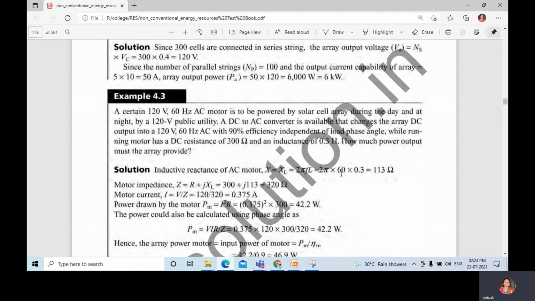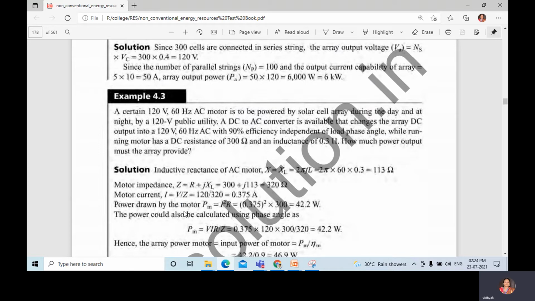Inductive reactance of the AC motor XL is equal to 2 pi FL. We know that the F value is 60 Hz and the L value is 0.3, so if you substitute, you will get 113 ohm. What about motor impedance, R plus jXL? The R value is 300 and the XL value is 113 ohm, that is 320 ohm. I is equal to V by Z. V is 120 voltage and Z is 320, so you will get 0.375 amps motor current.